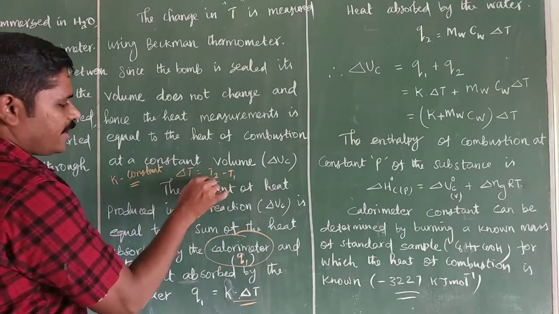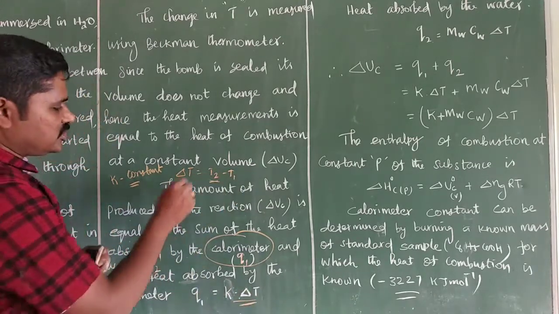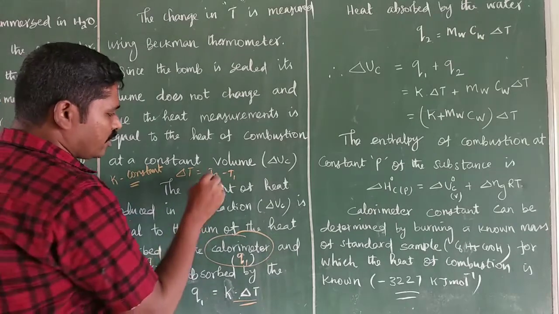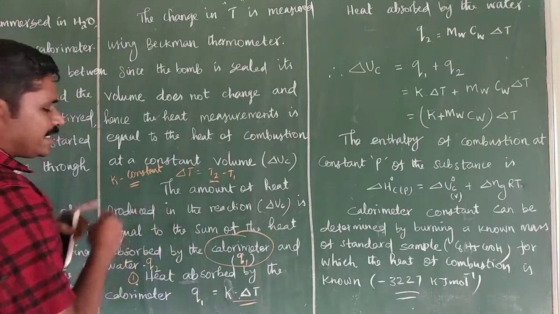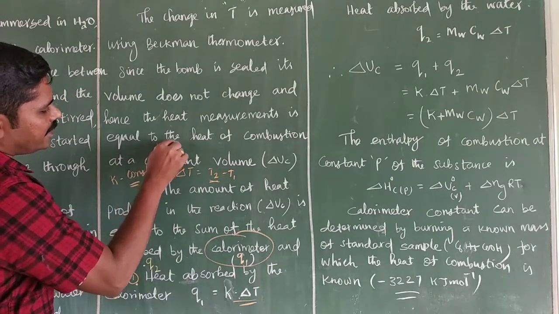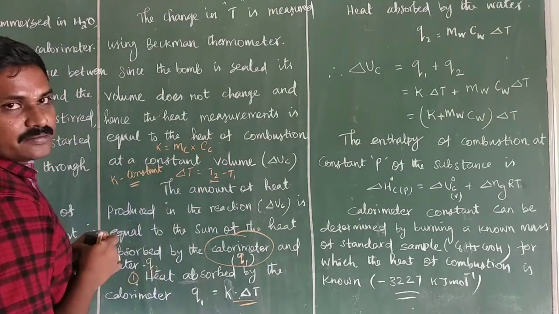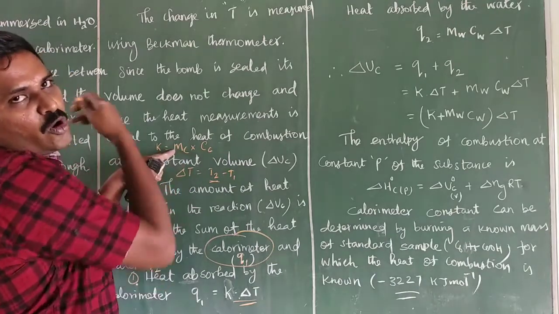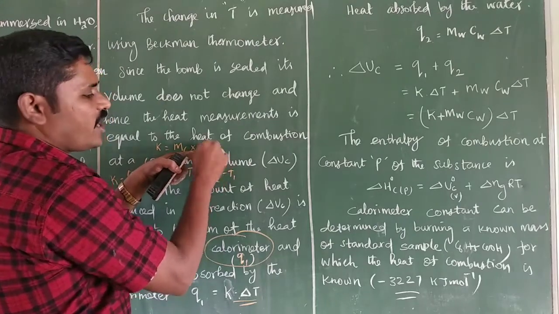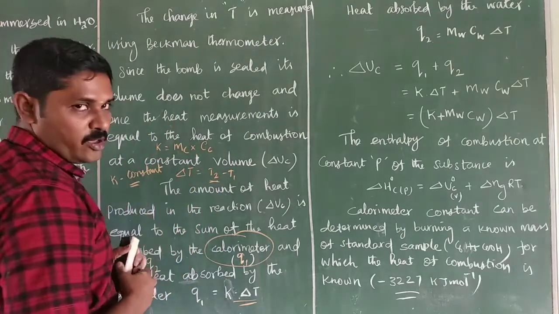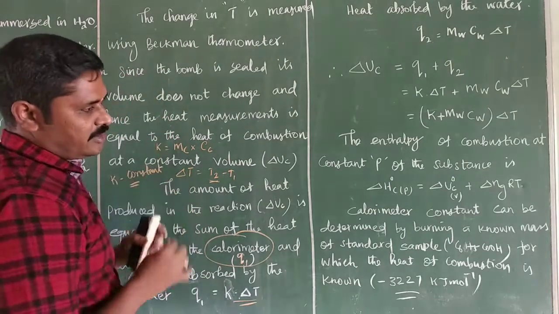After the process, the temperature is T2. T2 minus T1 is the temperature change, delta T. K is the calorimeter constant, so K is equal to m_c into C_c, where m_c is the mass of the calorimeter and C_c is the heat capacity of the calorimeter. It is a constant value, so for any substance taken, the K value is constant.